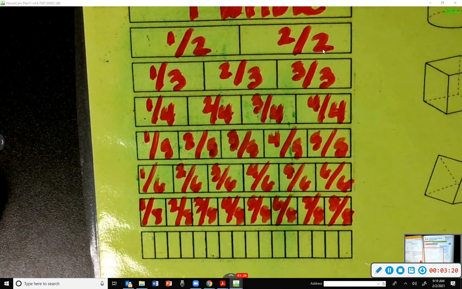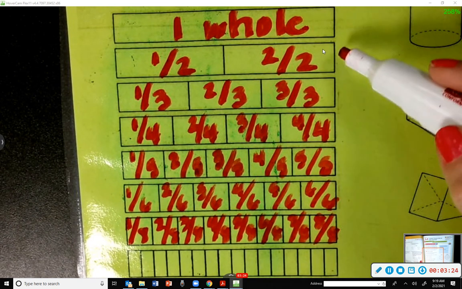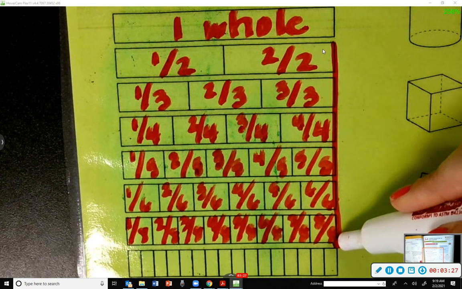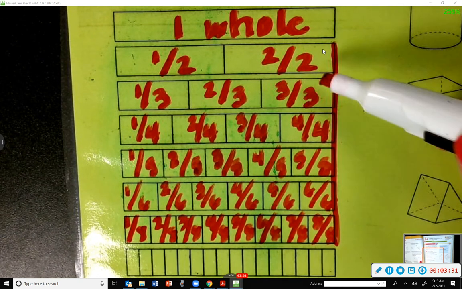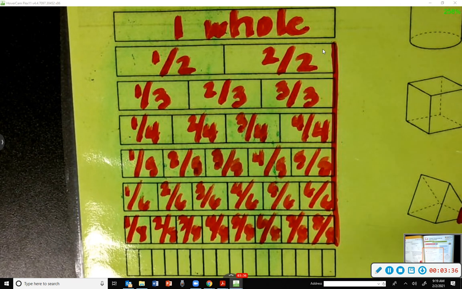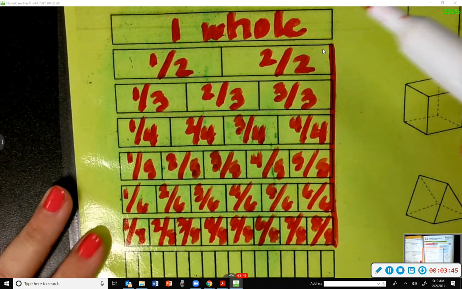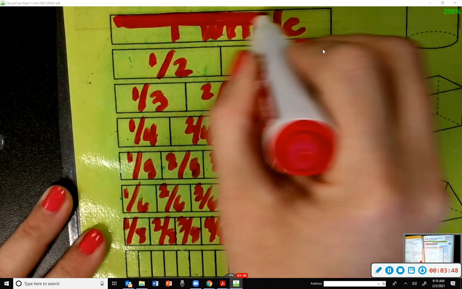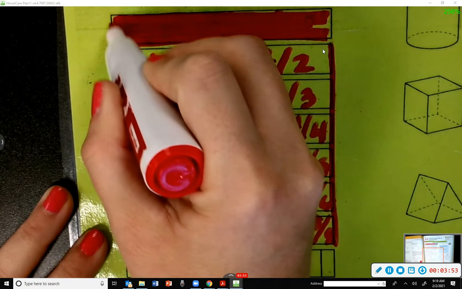Okay, so there's a couple things I want you guys to notice. First, let's look at all of the end pieces. Okay, all of the end pieces. What do you notice they have in common? Sorry, Bryson. What do you notice? The bottom's 8 and the top is 8. The bottom is 2 and the top is 2. So to equal a whole, which is this whole length, you have to have the numerator and denominator be what?